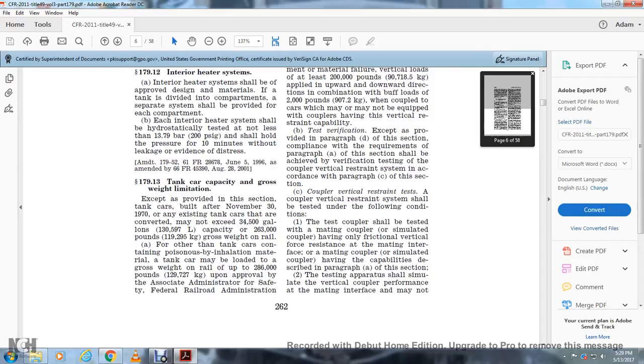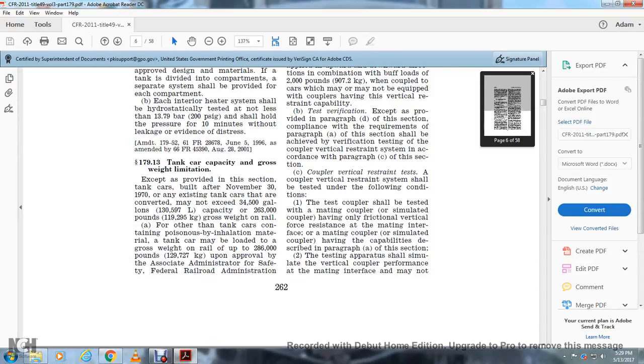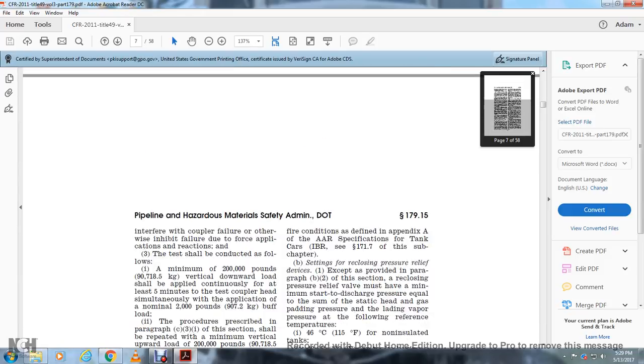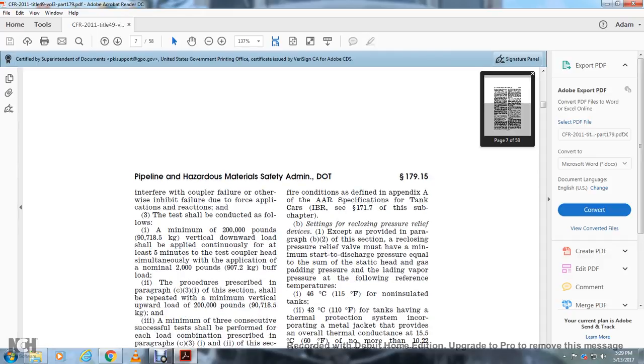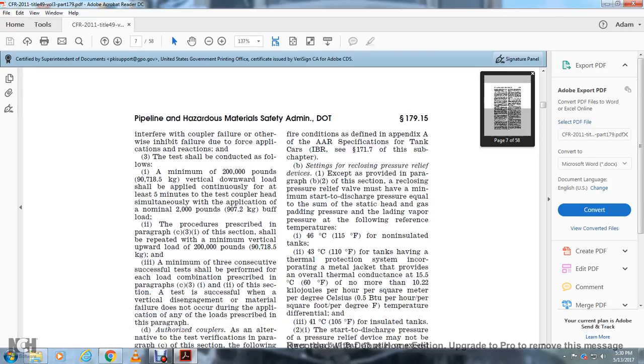The testing apparatus for the simulated vertical coupler performance at the mating interface may not interfere with coupler failure or inhibit failure during the force application. The test should be conducted as follows: a minimum of 200,000 pounds vertical downward load shall be applied continuously for at least 5 minutes to the coupler head, simultaneously with the application of a nominal 2,000 pound buff load. The procedure prescribed in paragraph C3.1 of the section shall be repeated with a minimum vertical upward load of 200,000 pounds, and a minimum of 3 consecutive successful tests should be performed with each of the combinations prescribed in paragraphs C3.1 and 2 of the section.